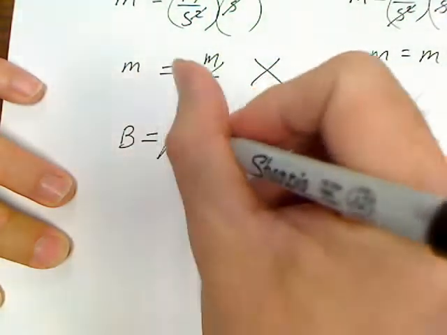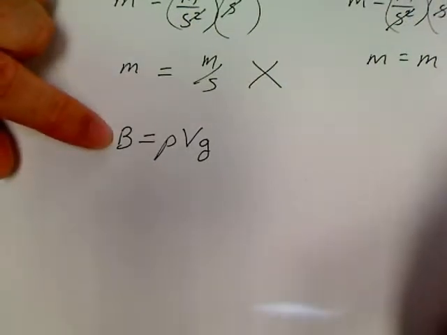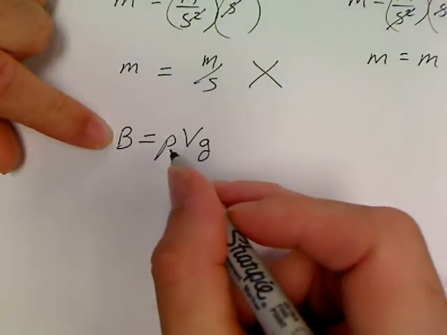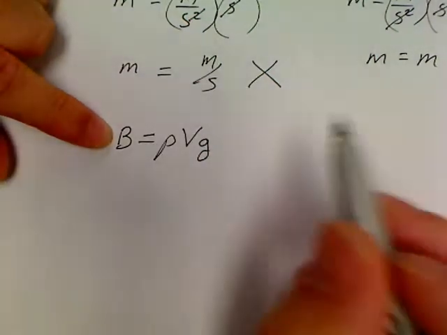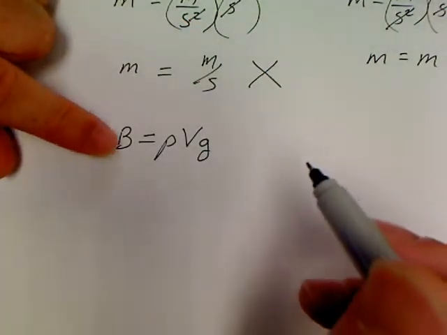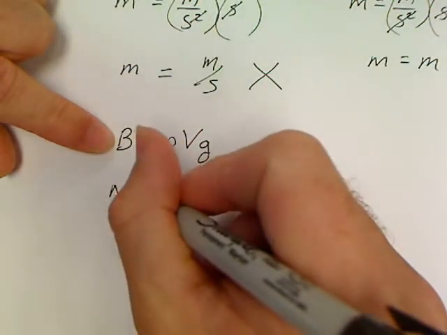B is equal to rho V g. Instead of saying what's the unit for buoyancy, let's try and see if we can figure out what the unit for density would have to be in this equation. You might already know what the unit for density is, but we'll go ahead and go with it. Buoyancy is a Newton. That's your unit.